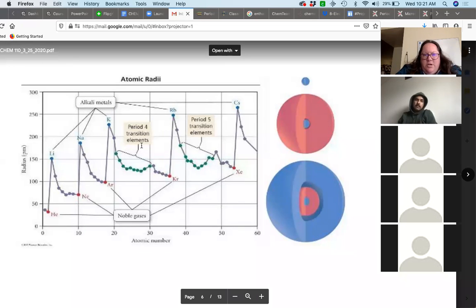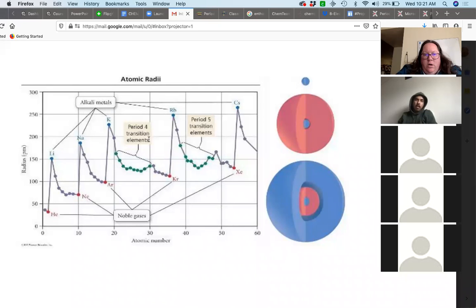I also want you to notice here we have our period 4 and period 5 transition elements. If you're looking at your periodic table, one of the things that's really important for us to notice is that if you're looking, for example, at row 4 or period 4, and you go across and you get to the D elements, that's actually our 3D orbitals.